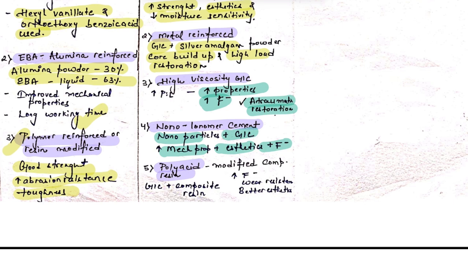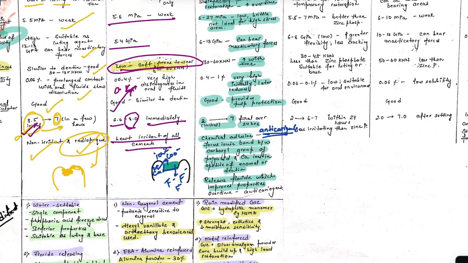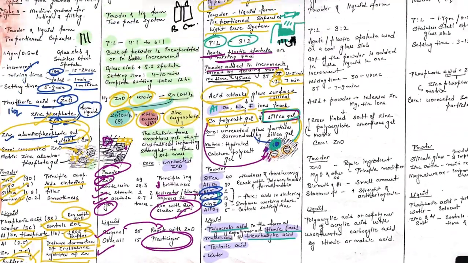Then we have polyacid modified composite resin. Again, it contains composite resin and GIC. It increases the anti-cariogenic property, wear resistance, and gives better aesthetics. Since GIC is a very popular cement, many modifications keep coming in to enhance its aesthetics, strength, and every property. So these are some of the major modifications.